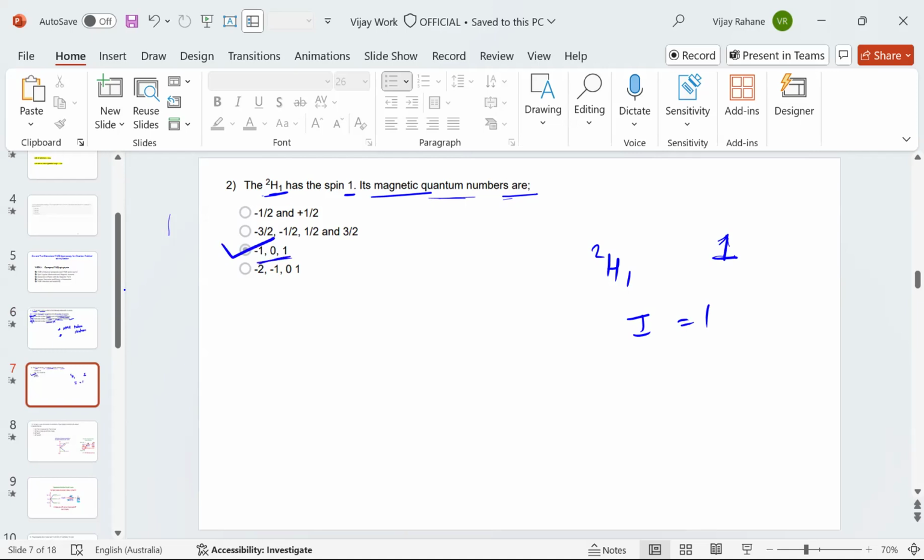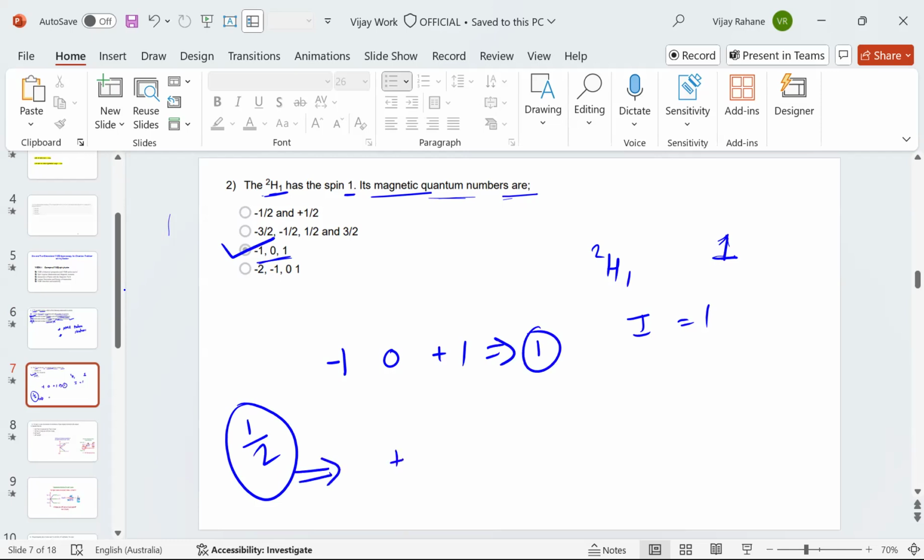It is very simple. For a nucleus with spin 1, we can directly put -1, 0, plus 1. Let's say if it has spin 1/2, then what will be the magnetic quantum numbers in this case? Plus half and minus half will be the magnetic quantum numbers. In this way, whichever spin is given, we can solve it.